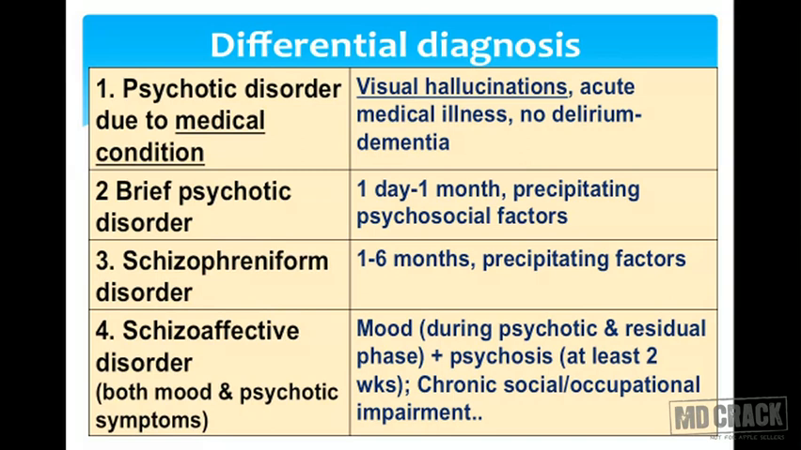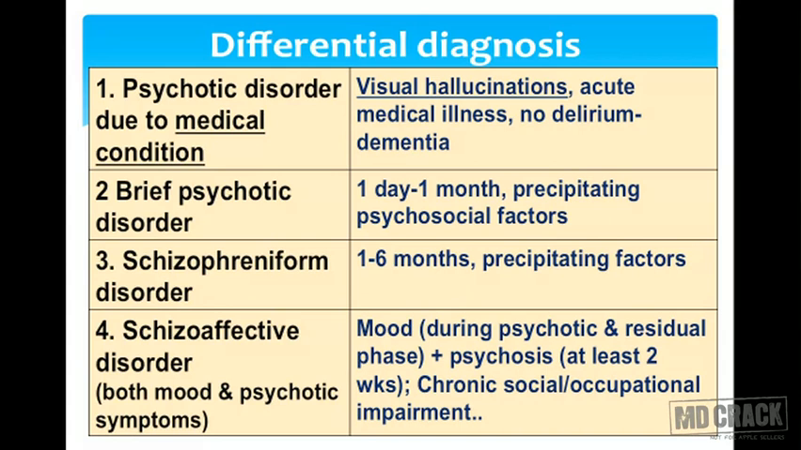The first differential diagnosis is psychotic disorder due to medical condition. Please learn to omit this in the first place. And a very important differentiating point is, in schizophrenia you get hallucinations which are mostly auditory, whereas in psychotic disorder due to medical condition you get visual hallucinations. Then there will also be an acute medical illness known, and there is no delirium or dementia.